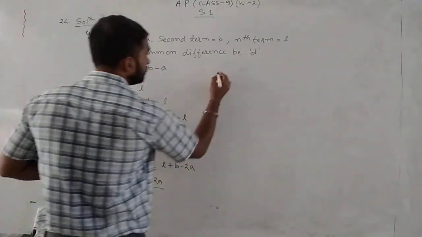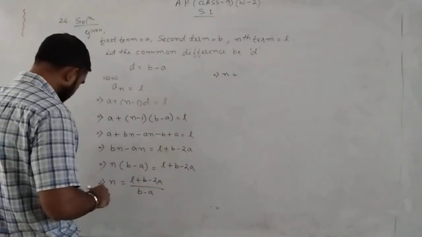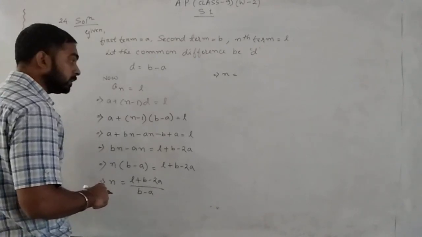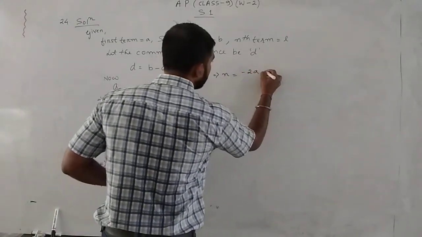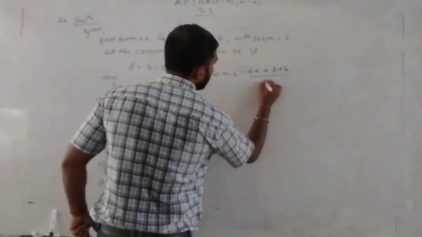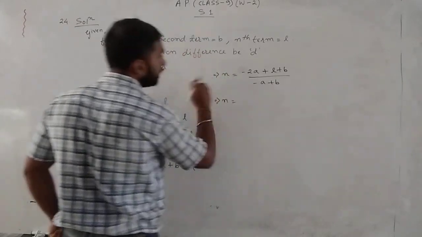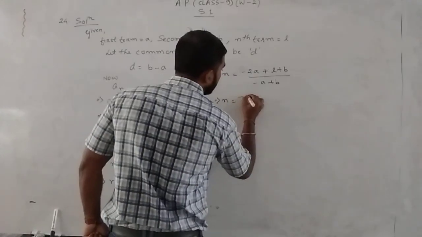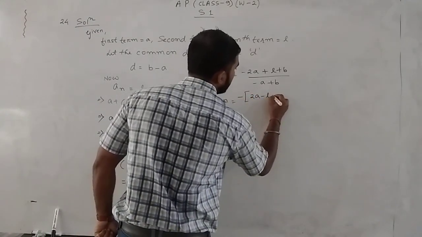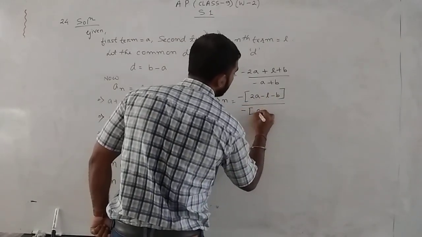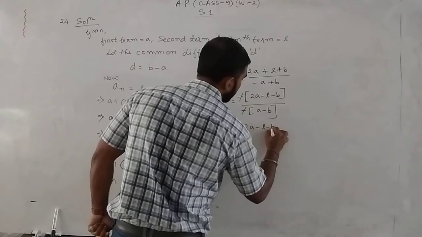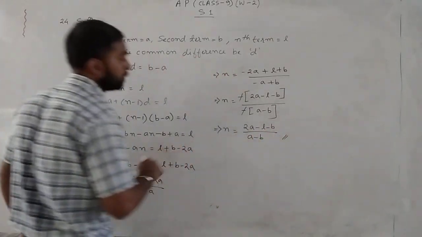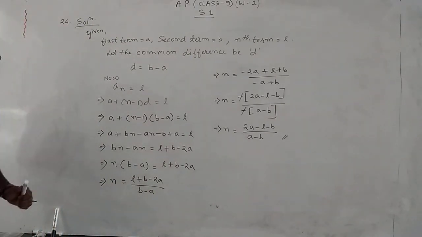So after simplification, the next step will be: if I change the places, as subtraction does not follow the commutative property, minus twice A plus L plus B divided by minus A plus B. If I take minus common in both numerator and denominator, then twice A becomes minus, L becomes minus, B becomes minus, by minus common A minus B. Minus minus cancel, so n equals twice A minus L minus B by A minus B. That is what we have to prove. This is the process, nothing more.